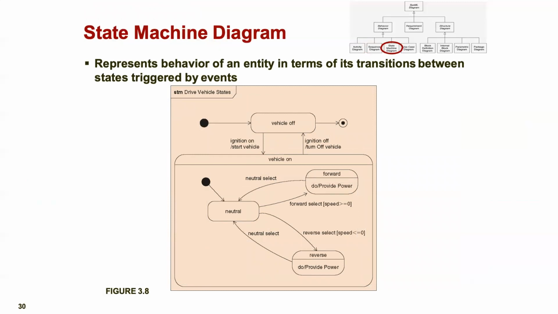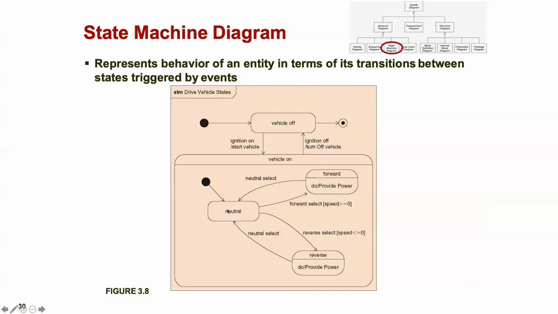A state machine is another diagram that's quite useful in terms of you're trying to capture how you go from one state to another. So it represents behavior in an entity in terms of its transitions between states triggered by events. And so here we're talking about the drive vehicle states. And so you can have the turning the vehicle on. And once the vehicle is turned on, the ignition starts the vehicle. And then we can be going to these various modes. You can either be in neutral, you can be in forward, or you can be in reverse. And then finally, the exit state is you can turn the vehicle off.